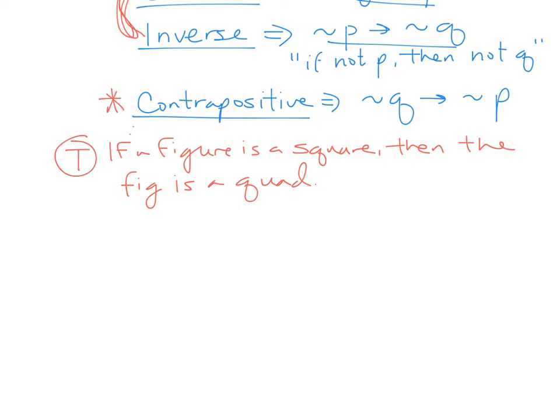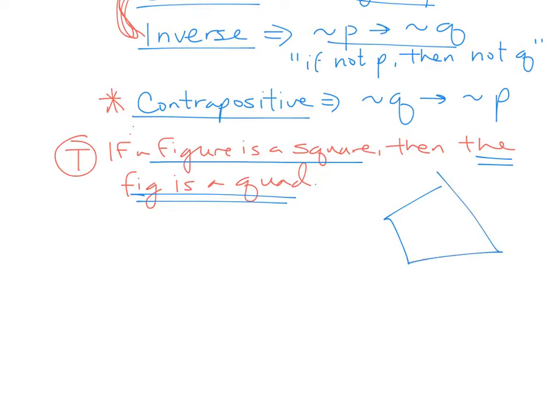Okay, what does the converse say? If a figure is a quadrilateral, then it's a square. So we took our two parts and we switched them. Is it true that if a figure is a quadrilateral, then it's a square? No, right? Because you could have a quadrilateral that is something like that, right? That's a terrible quadrilateral, but you get the idea. Not a square, right? But it has four sides, okay? So that one would be false, the converse.